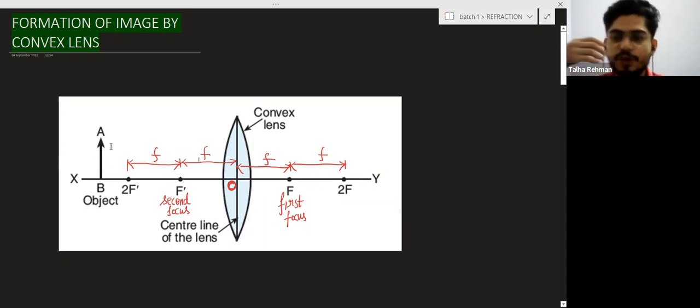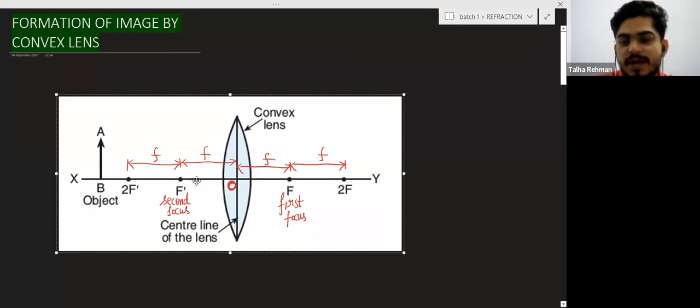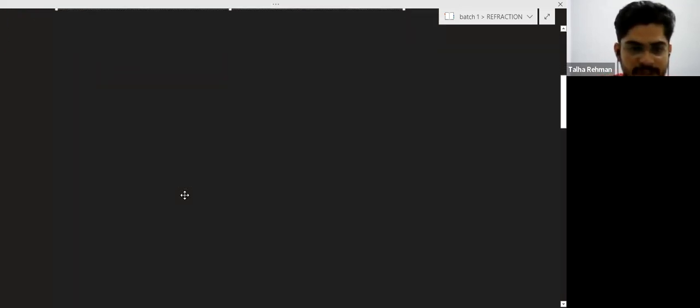And what we are going to do now, we have this object. We will place this object at different positions, and we will see how the image will form. So we have choices to place the object. First, I will place the object between this optical center and the focus. So first case.